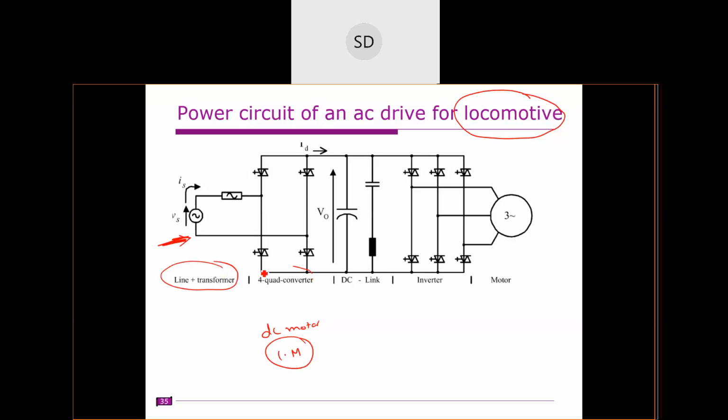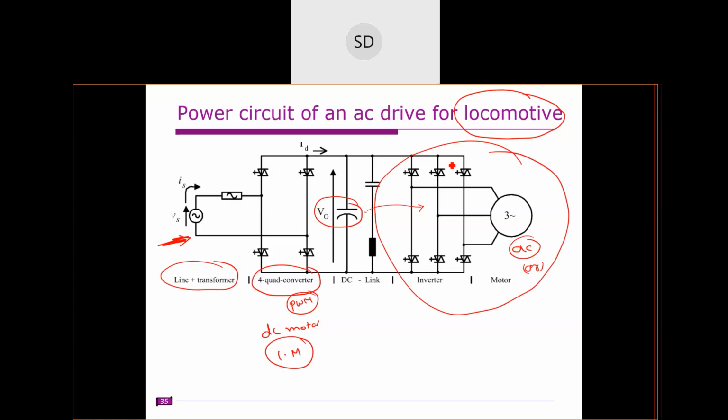By using this PWM rectifier, we are converting to this DC. Again, this DC is fed either to the AC side, or if the motor is a DC motor, directly to the motor. So the remaining part depends on the motor inside this locomotive. If it is a DC motor, directly this PWM rectifier is sufficient. If it is an AC motor, the DC is converted back to AC.